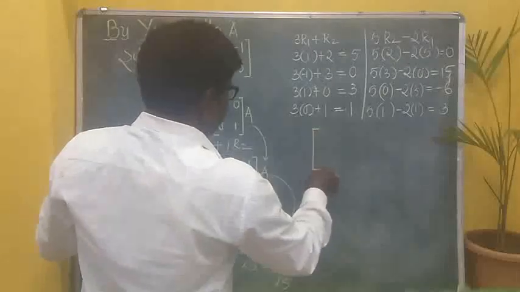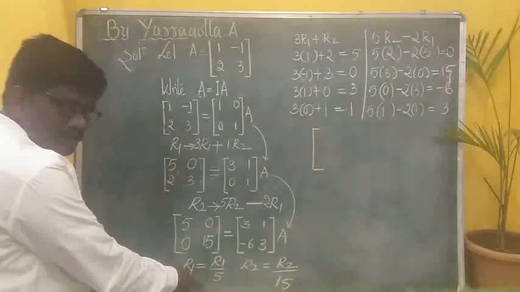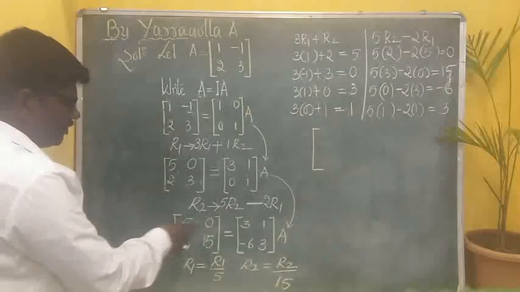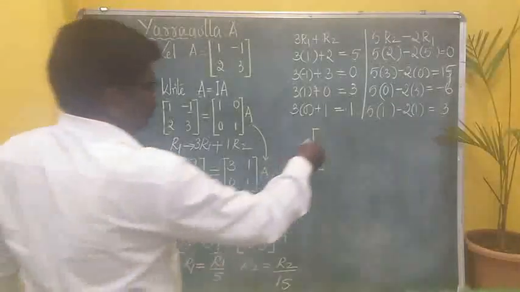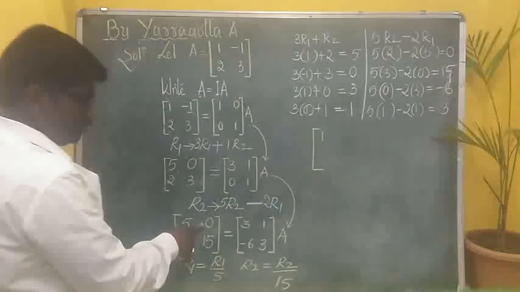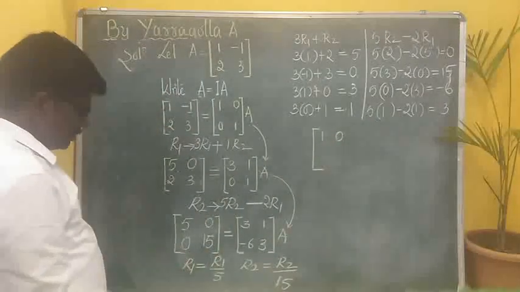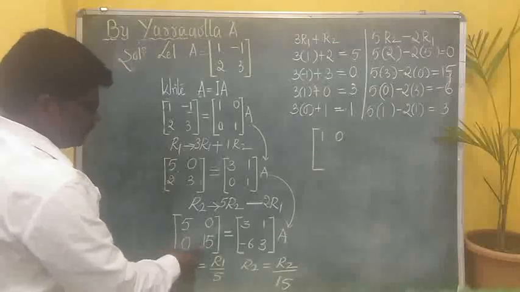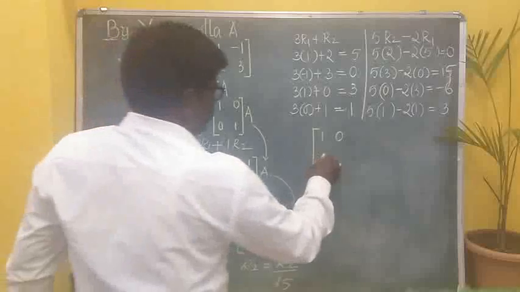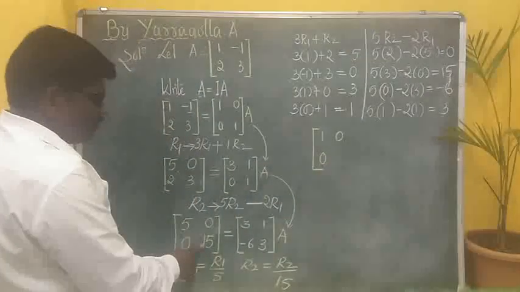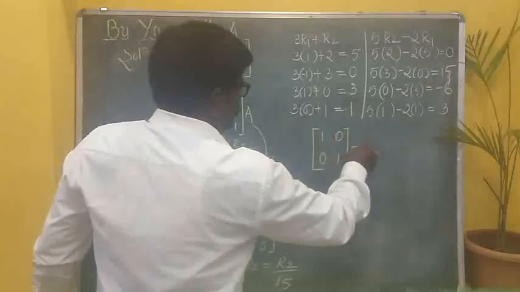I will write here now. Somebody can tell me. See, R1 should be divided by 5. These numbers should be divided by 5. 5 by 5, clearly it is 1. 0 by 5, it is 0. Okay. Then, R2 elements must be divided by 15. 0 by 15, it is 0. 15 by 15, it is 1. Equal to.